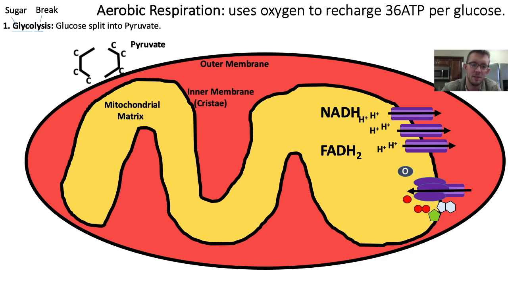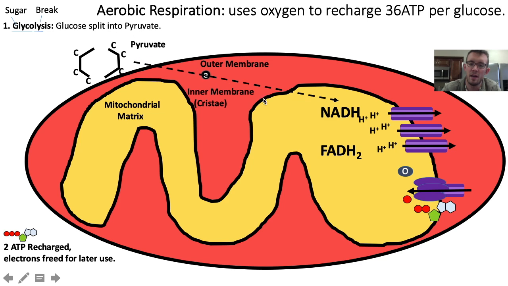And this process does two things. First, it recharges 2 ATP. And second, it actually frees up electrons, which will get used in the last step of this process. You can see there's these two molecules, NAD and FAD, where the electrons will be stored until they're ready for use in the final step.